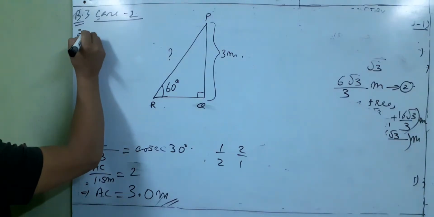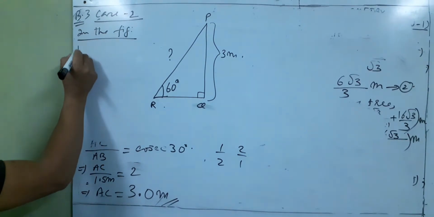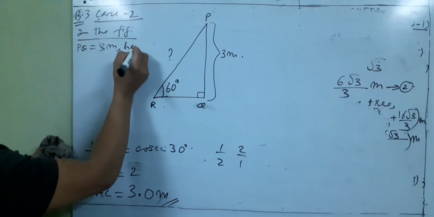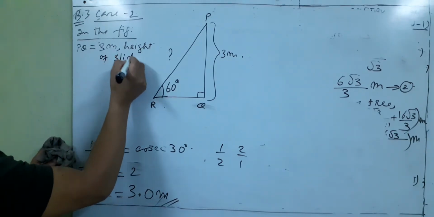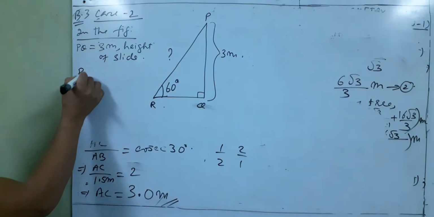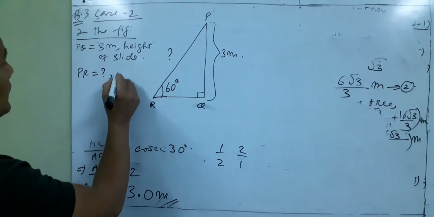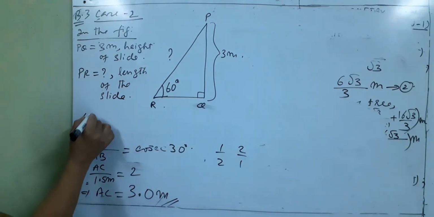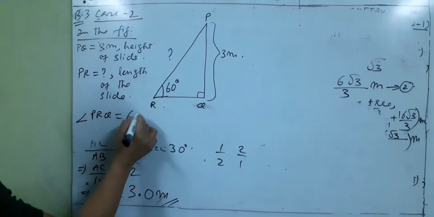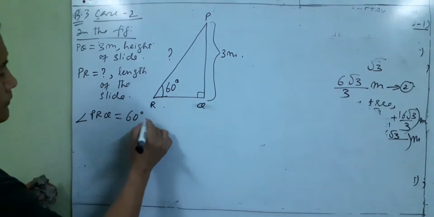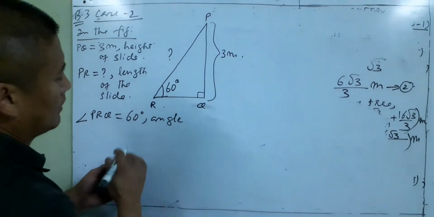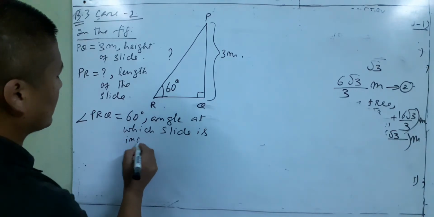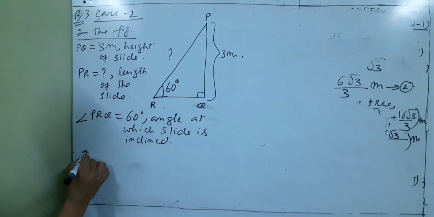Now in this figure, PQ is equal to 3 meter, the height of the slide for the older children. Then PR is the question mark. This is the length of the slide that we need to find out. Then angle PRQ is equal to 60 degree. This is nothing but the angle at which the slide is inclined to the ground. So with this information, we have to find out the length of the slide.